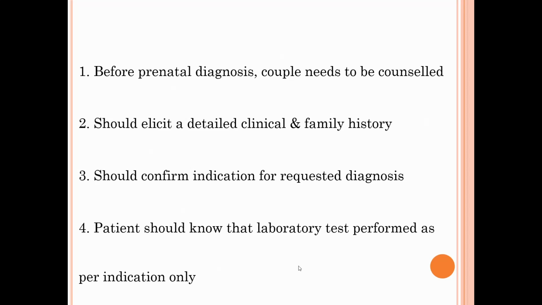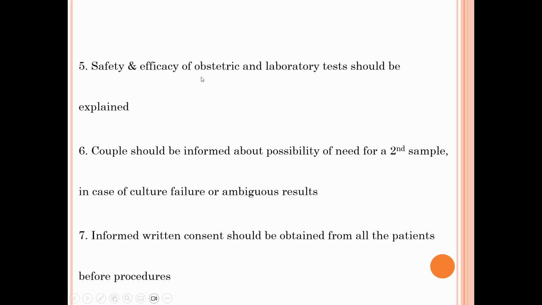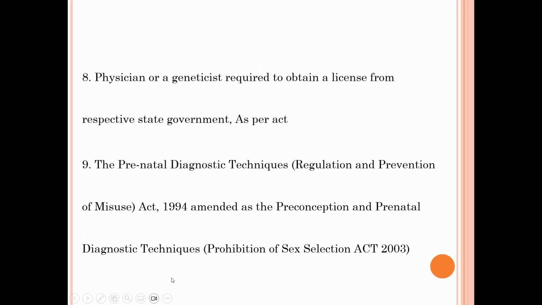Counseling and informed consent. Before prenatal diagnosis, couples need to be counseled, should elicit a detailed clinical and family history, should confirm indication for requested diagnosis. Patient should know the laboratory test is performed as per indication only. Safety and efficacy of obstetric and laboratory test should be explained. Couple should be informed about possibility of need for second sample in case of culture failure or ambiguous results. Informed written consent should be obtained from all the patients before procedures.